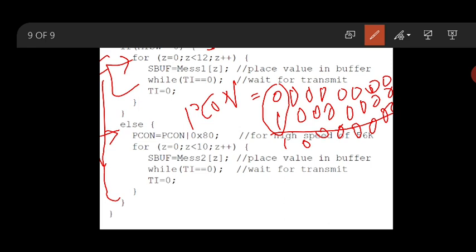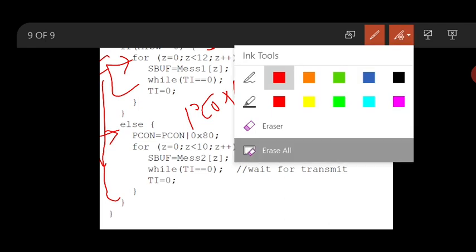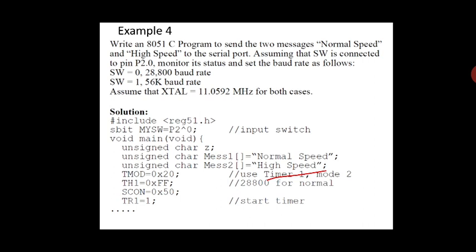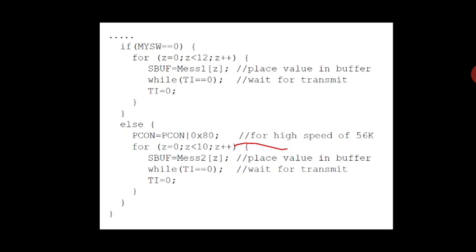Now mesh 2. I hope you can get here. What is mesh 2? Mesh 2 has a value HIGH speed, where mesh 2 of 0 is H, mesh 2 of 1 is I, mesh 2 of 2 is G, mesh 2 of 3 is H, space, speed, like this. There are 10 characters, and it will keep on transmitting. Now what will be transmitted first? What will be copied into SBUF? That is H. Now all the bits of H will be transmitted.